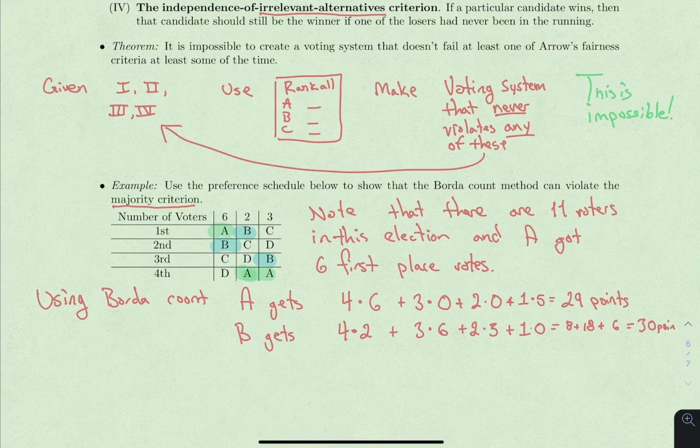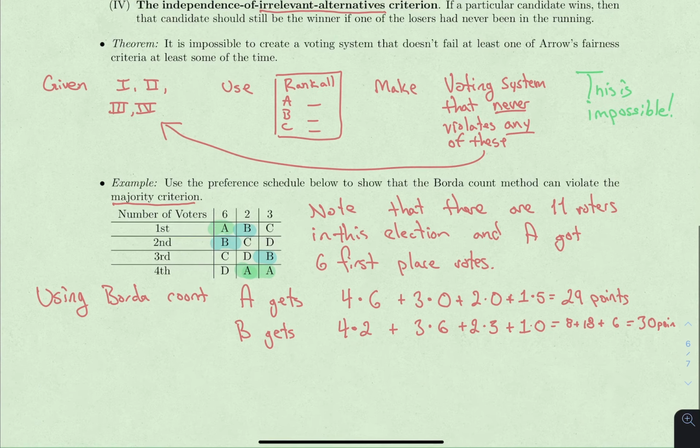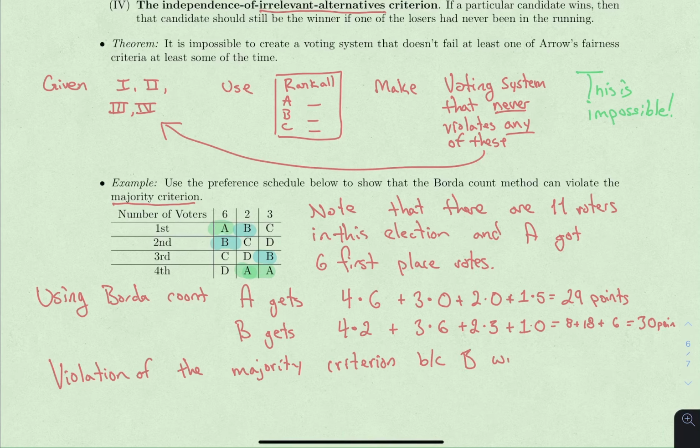So B defeats A. And this is a violation of the majority criterion because B wins in the Borda count, but A has a majority of number 1 rankings.